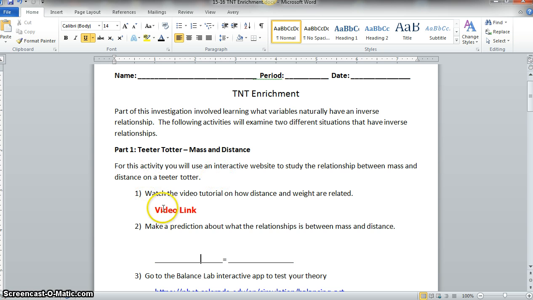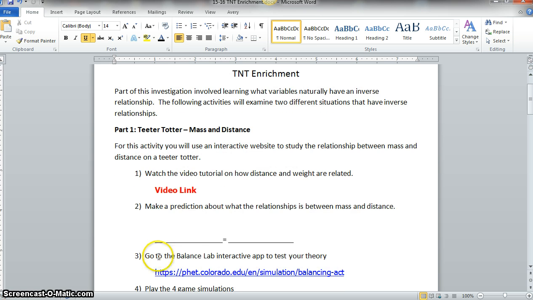First, you're going to obviously be watching this video. I'm going to have you go to this website, which I'll show in a second. I'll look at the relationship between distance and mass. I'll play around with that a little bit, try to get you to make a prediction here in number 2 about what the relationship is. And then I'm going to have you go back to the website, play around with the Balance Lab interactive app, and then once you have a decent enough idea of how the mass and distance on a teeter-totter is related, you can play 4 game simulations, either with your partner if your teacher allows or by yourself.